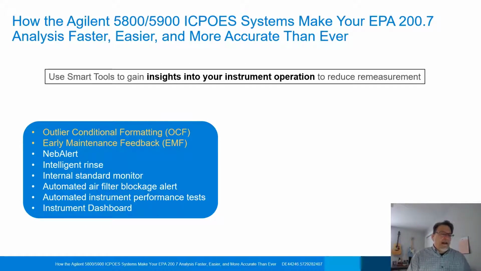So we talked about outlier conditional formatting. We talked about early maintenance feedback. Let's talk about NebAlert and some other things as well. But what all these come together to form is something we call smart tools. And smart tools will help you gain insight into your instrument operation and reduce remeasurement.